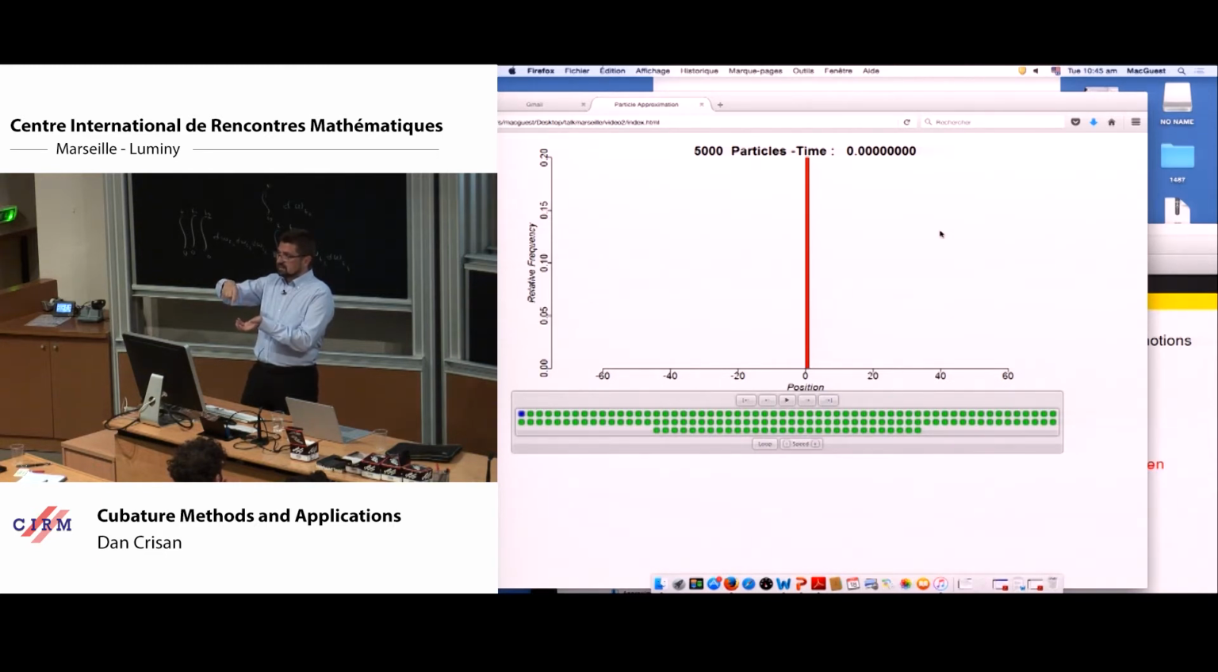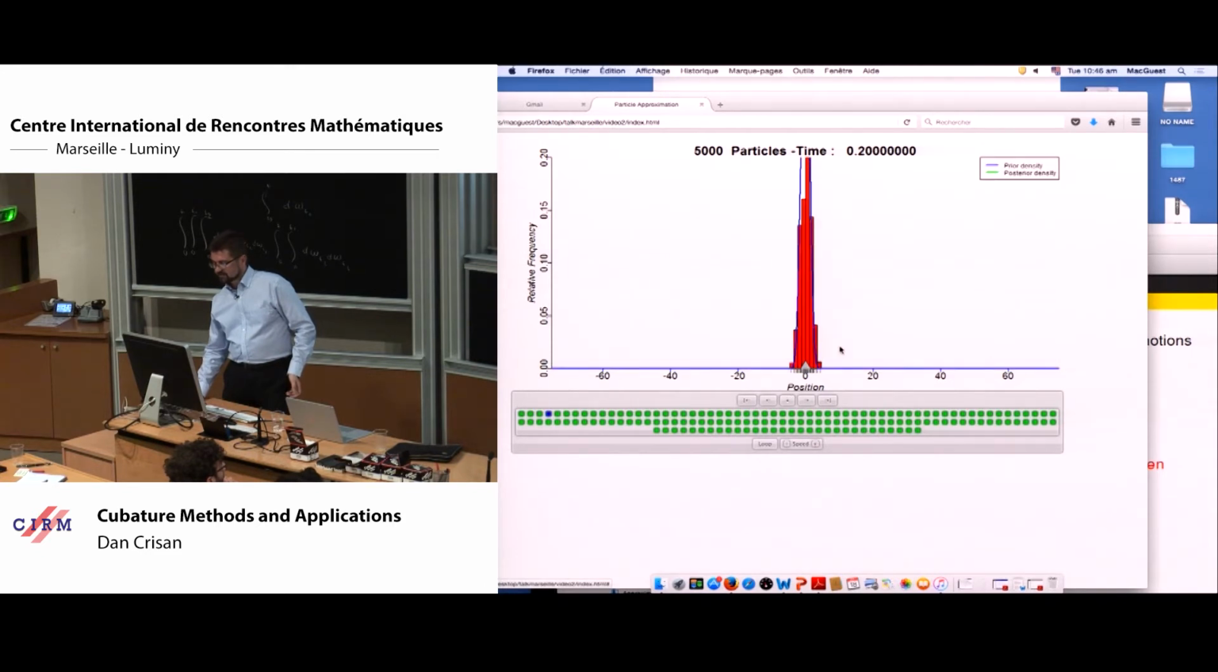And I select which particles I'm going to use by using the TBBA, right? So the particles evolve according to the ODEs that are dictated to me by the cubature measure. Exactly which ODEs I'm going to solve, I'm using the TBBA to decide. So let me start running this.